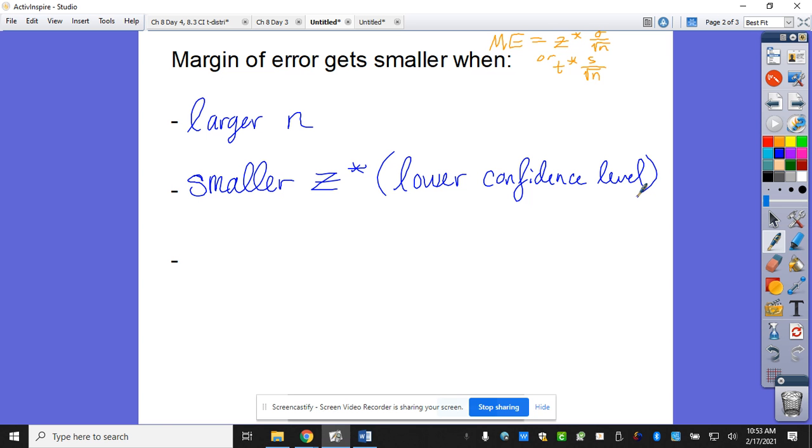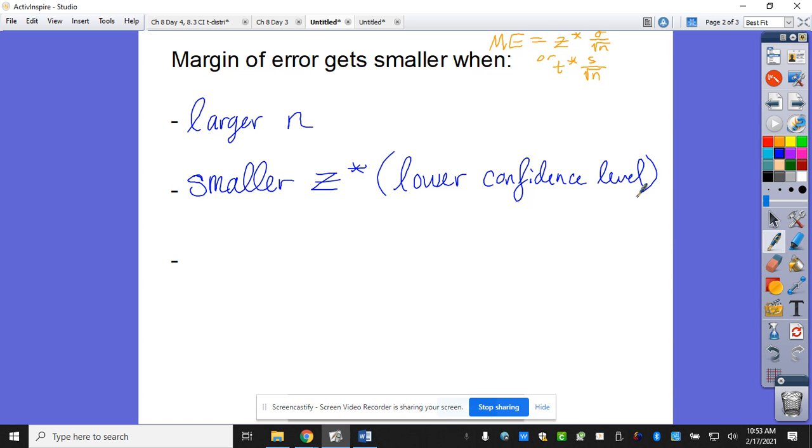Let me say it a different way to make more sense. I am 50% sure that the weather is between 45 and 49, but I'm 97% sure that it's maybe between like 20 and 60. So my width got bigger as my percent of confidence got bigger. And so think about it that way.